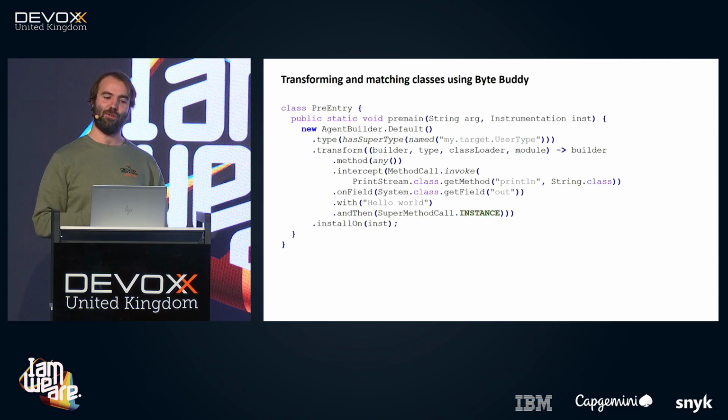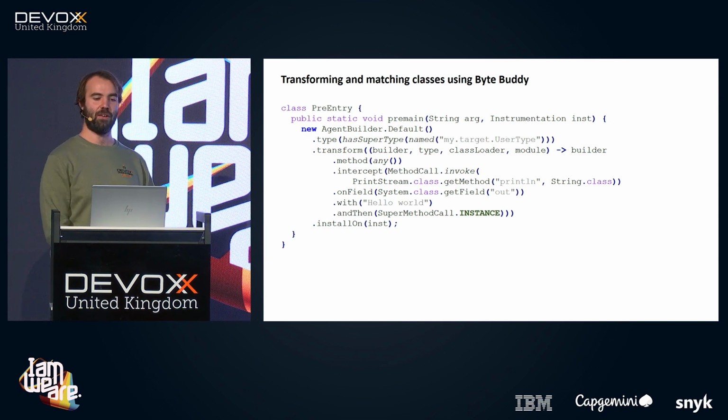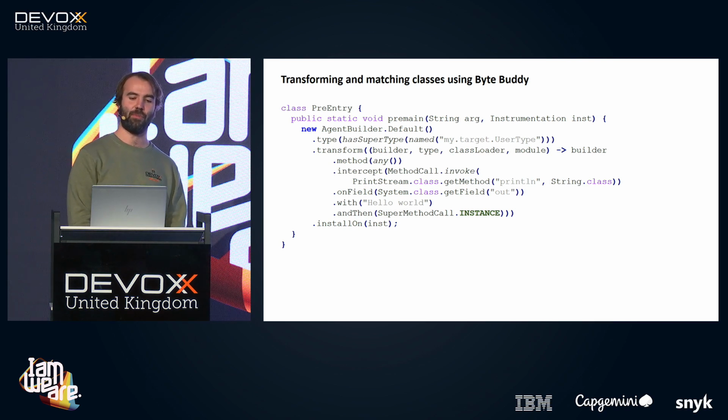An example of how you can do more complex instrumentations using Byte Buddy now. And again, Byte Buddy is my library. It's open source, and it's free open source, so you can download it from Maven Central. In Byte Buddy, you have an API called Agent Builder. You create an Agent Builder, and then you just tell this Agent Builder what types you're interested in intercepting. So you write .type and hasSuperType, and then named my target user type.